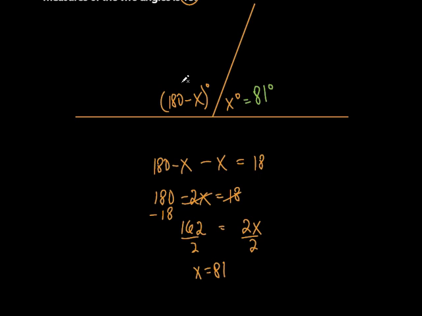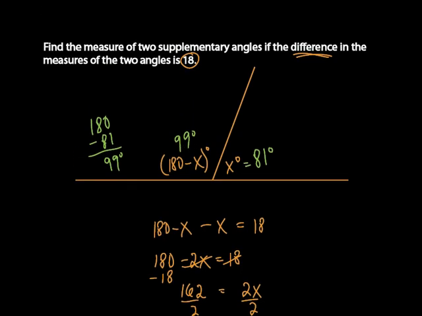Now, how do I find this angle right there? Well, I take 180 and I subtract 81. And if you do the subtraction, that's 99 degrees. So this is 99 degrees. So let's see if I was right. Is the difference in the two angles 18 degrees? Well, 99 minus 81 is 18. Sure enough, it checks and it works. So one of the angles would be 99 and the other angle would be 81. I'd circle both of those because it says find the measure of two supplementary angles.